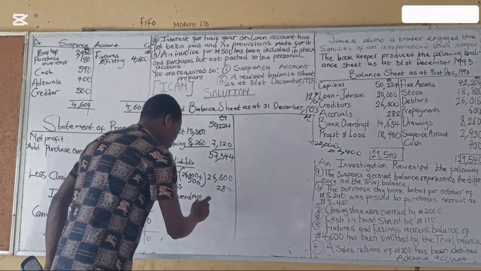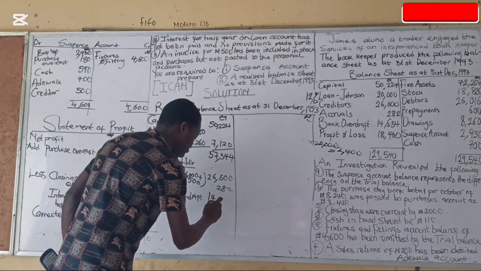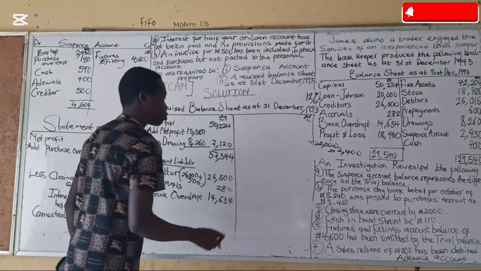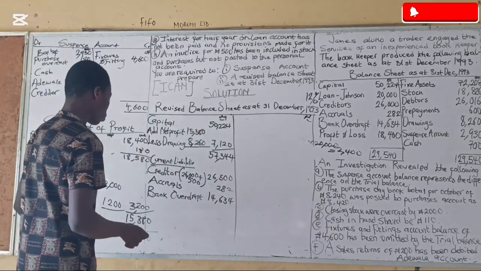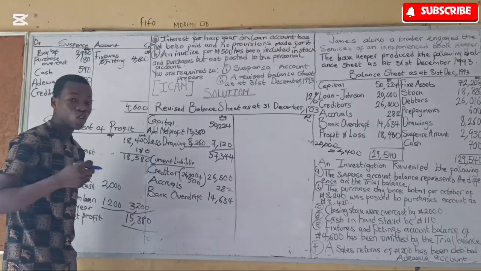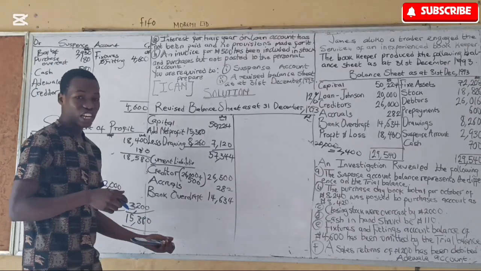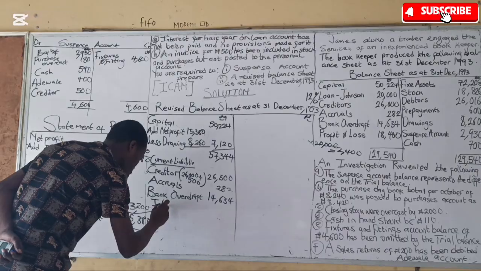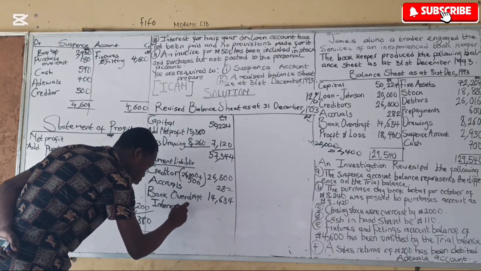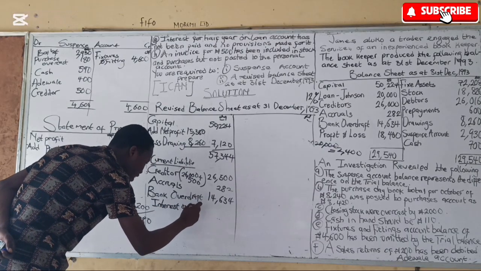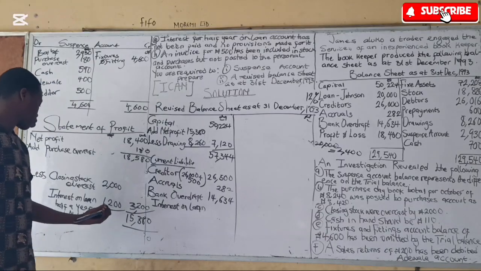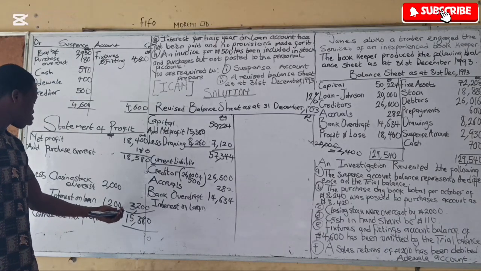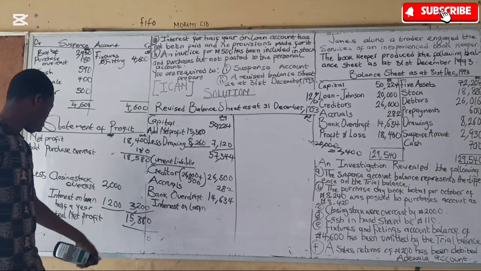So for bank overdraft, nothing affects it. We have 14,634. Then what else? For the loan, interest on loan is also a liability. It's going to move to this side. So we have interest on loan, and the interest on loan is 1,200.